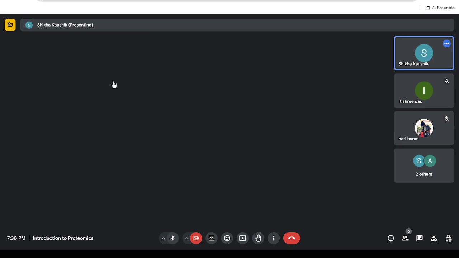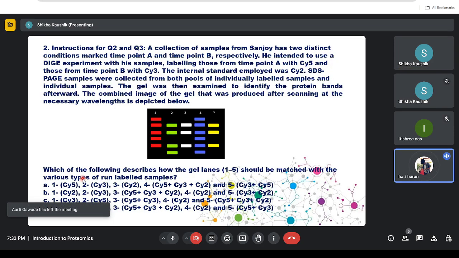Answer quickly. We don't have time. We have to solve all the questions. Ma'am, is it D? Obviously 1 and 2 are Cy5 and Cy3. The yellow one should represent the pooled sample, 3 and 5. I think it should be D, ma'am.